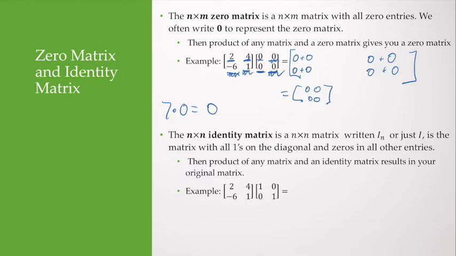So if we think about multiplication, typically 1 is the identity element, right? Because 1 times any number is just going to give you that number back, right? We call it the identity element. The same thing is true for the identity matrix. So let's go through and do some multiplication.